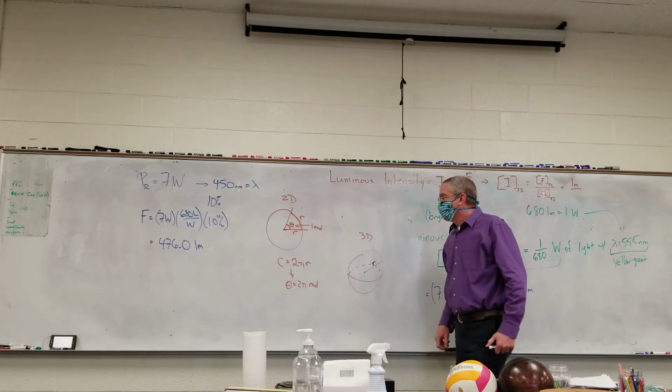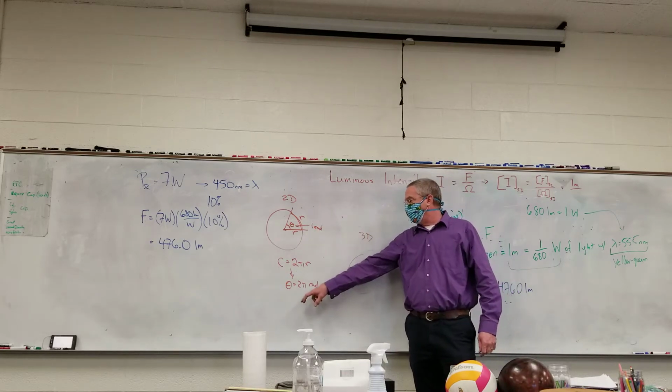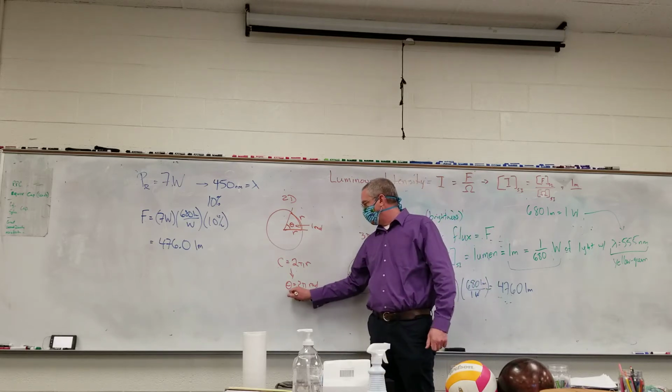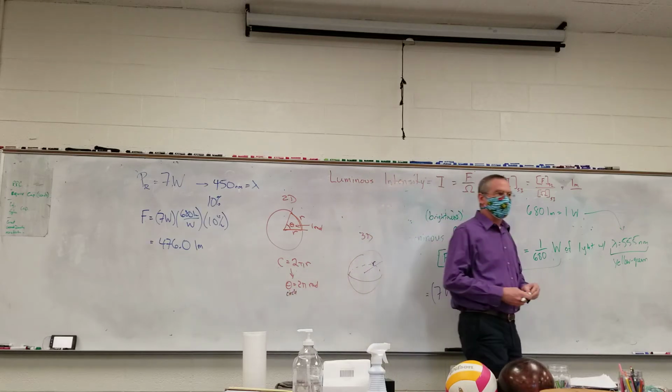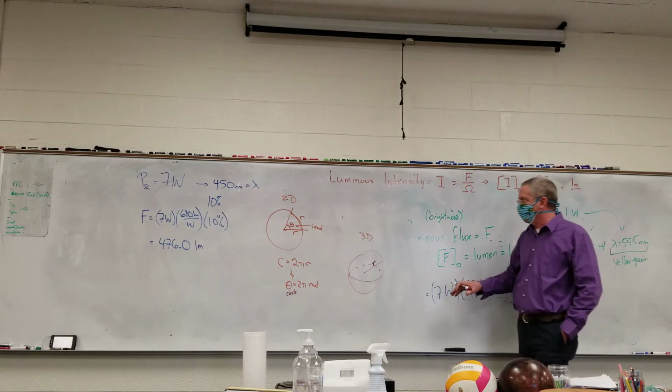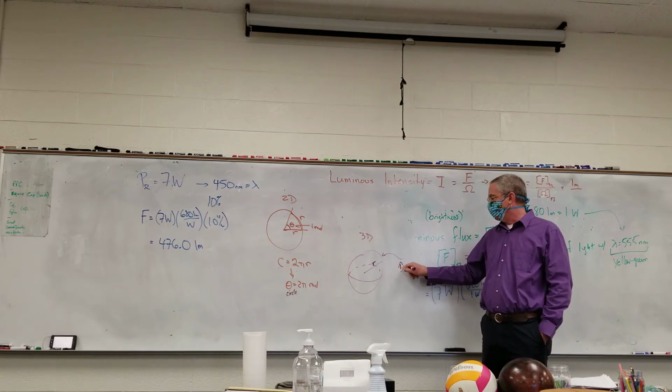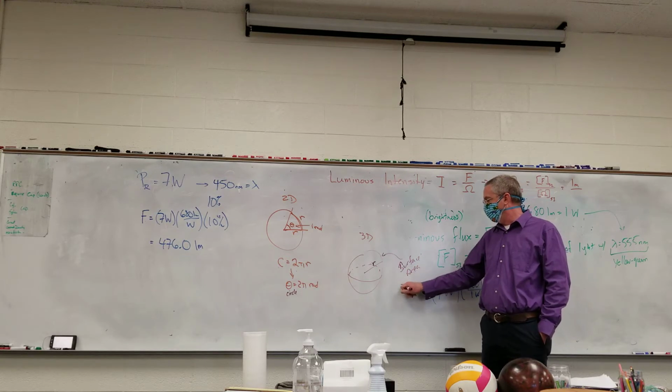All right, so in 2D, we have that the angle is equal to, for the entire circle, 2 pi radians. So we're going to set up something similar here. First off, what is the surface area of a sphere? 4 pi r squared. Yep.